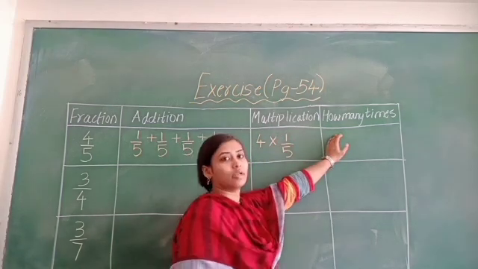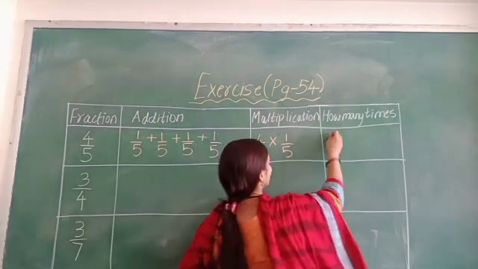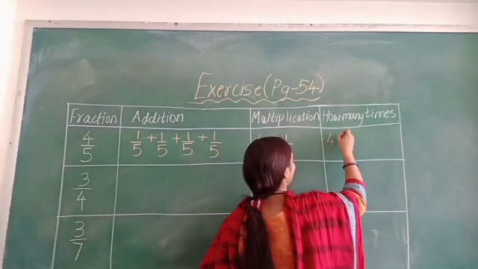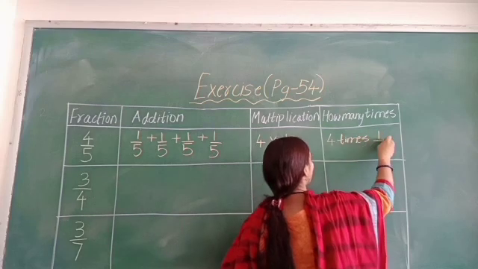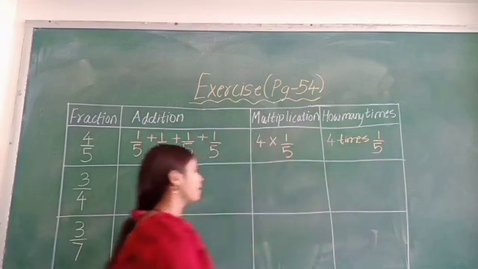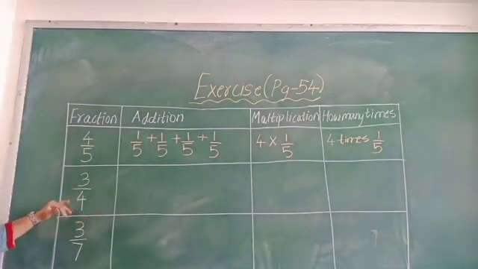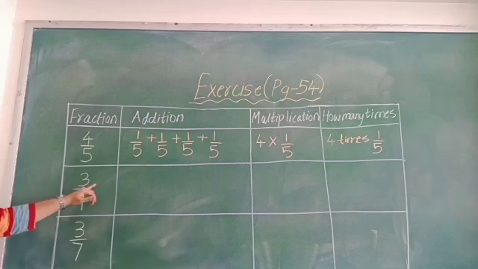And here in the how many times column we will write 4 times 1 upon 5. In this manner you have to write. Now the second is 3 upon 4. So how many times will we write it?